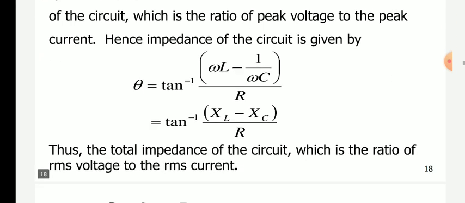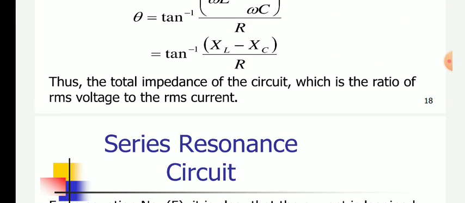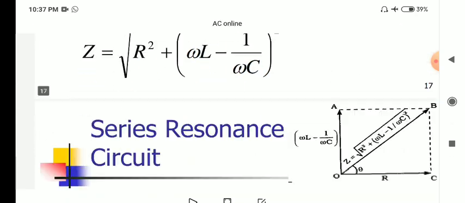The phase angle theta is given by theta is equal to tan inverse of (omega L minus 1 over omega C) whole divided by R, where omega L is the reactance of the inductance, 1 over omega C is the reactance of the capacitor. So on taking these XL and XC, we can write theta is equal to tan inverse of (XL minus XC) divided by R. Thus, the total impedance of the circuit is the ratio of RMS voltage to the RMS current.